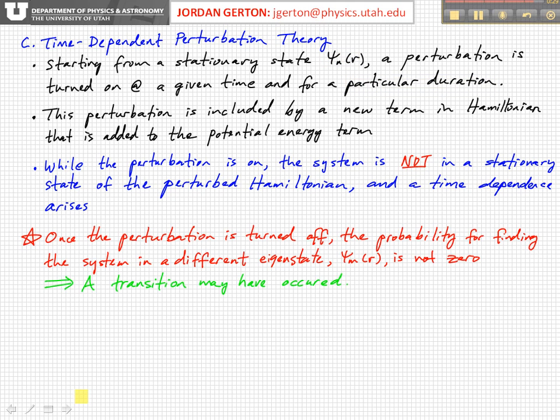Okay. So once the perturbation is turned off, the system has evolved in time, and the probability for finding the system in a different eigenstate of the unperturbed Hamiltonian, the Hamiltonian that you started with, which does not include the perturbation, is not zero. So you could have gone from psi n to psi m by the application of this perturbation.